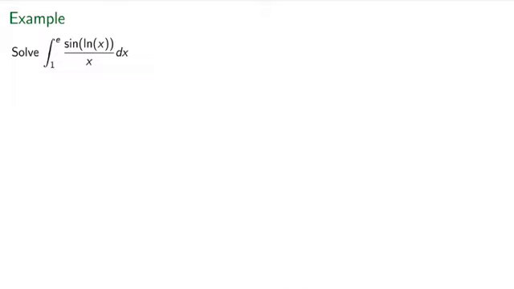Hey, let's just do one more example. Solve the integral from 1 to e of sine of log x divided by x, of course using the substitution rule. So we substitute u to be log x. I think that's a good candidate here. And then the derivative du by dx is 1 over x. So we write du is 1 over x dx. You see this 1 over x dx appears right here in the integration.